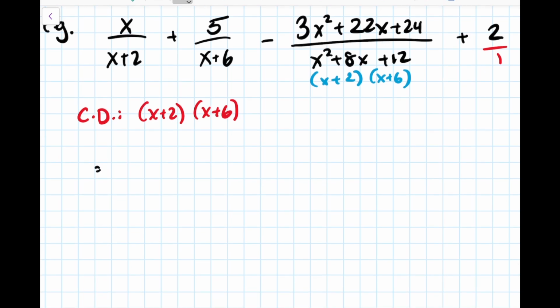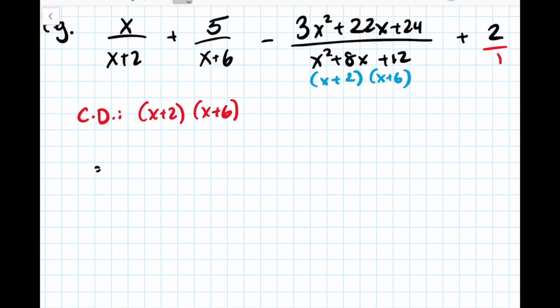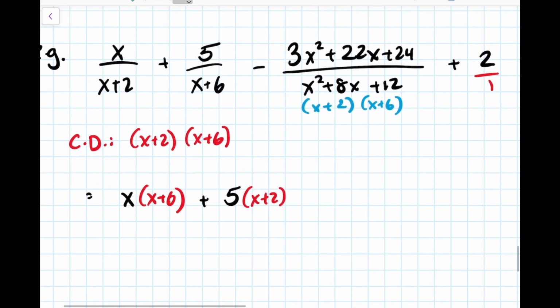All right, let's try to make our lives a little bit easier. I'm going to combine these all directly into one fraction now, so I don't have to write out that common denominator 4 times. So my first fraction, the x over the x plus 2, is missing x plus 6. My second fraction, the 5, is missing x plus 2. My third fraction doesn't need anything, so it's got both parts of that. So it's got the x plus 2, it's got the x plus 6.